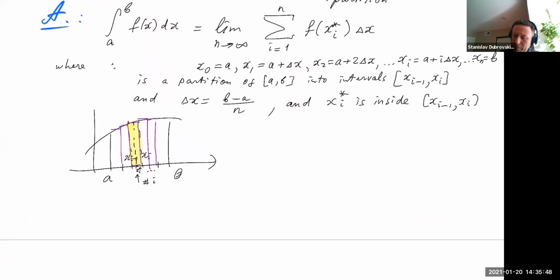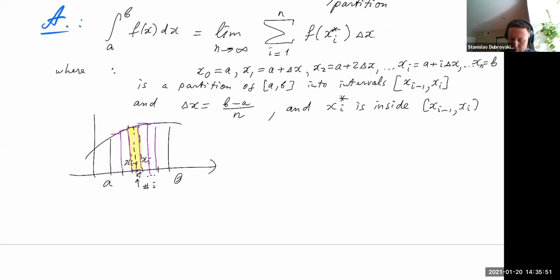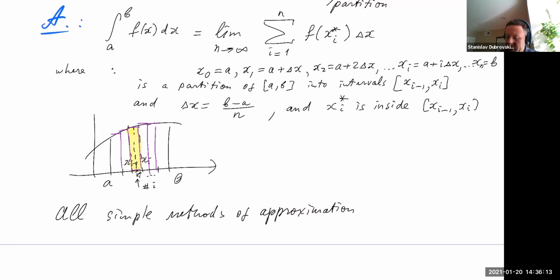So let's write it down. All methods, basically almost all simple, primitive methods of approximation, are based on a certain choice of those points inside each subdivision, inside subdivision number i, x_{i-1}, x_i.